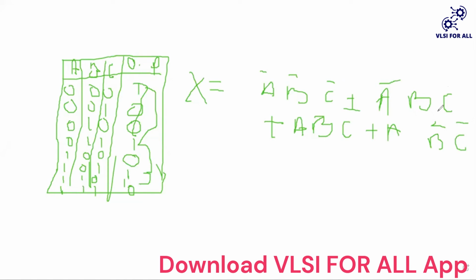This equation comes from the K-map. So I'm not writing the K-map in detail, I'm directly writing the equation. Here this value is 1, so A, B bar, C. Now here this value is 1, A, B, C bar. Here is my output for odd parity.